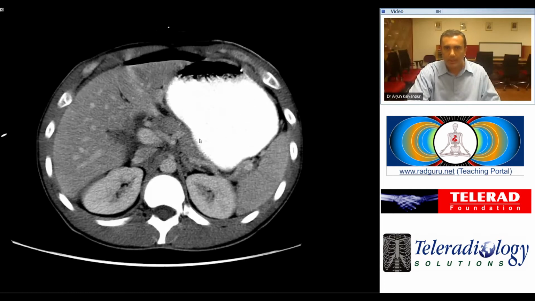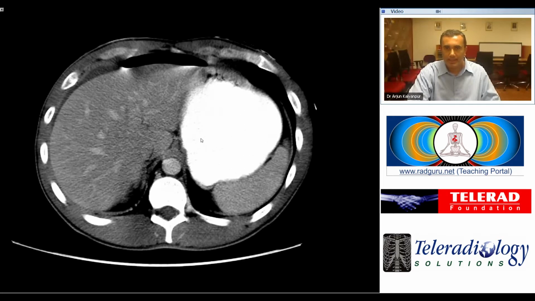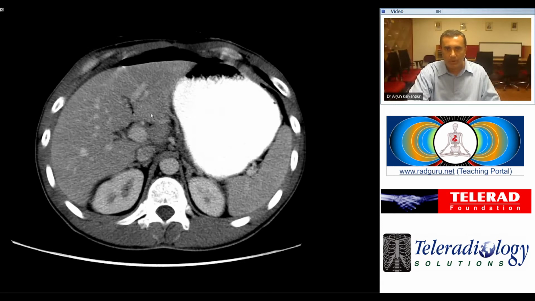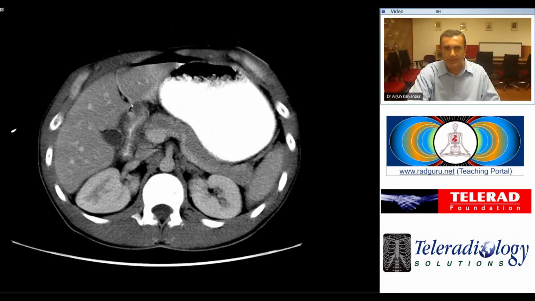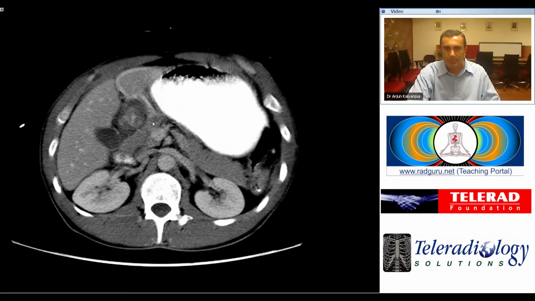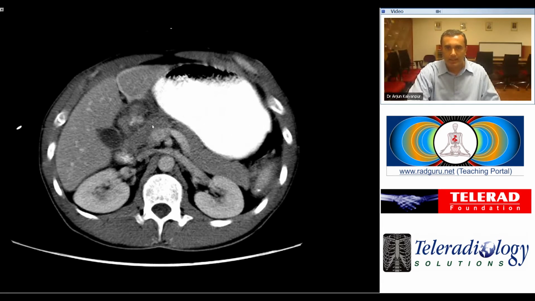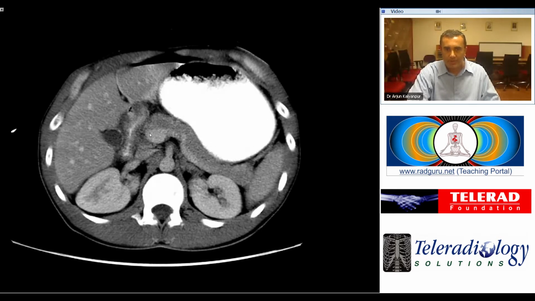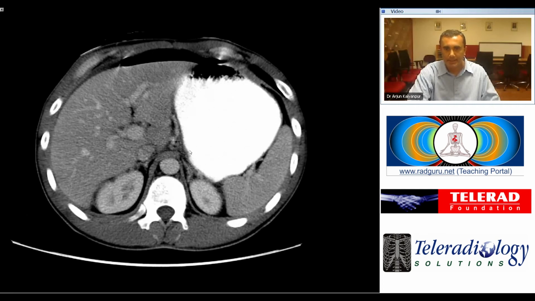The most obvious finding at the initial review is the free air, but then as we look more closely, we start to see contrast extravasation, and then when we look at the site of perforation, we find telltale signs of bowel wall thickening, fat stranding, and ultimately the focus of perforation, which is this little ulcer that has leaked into the perihepatic space. So, perforated duodenal ulcer.